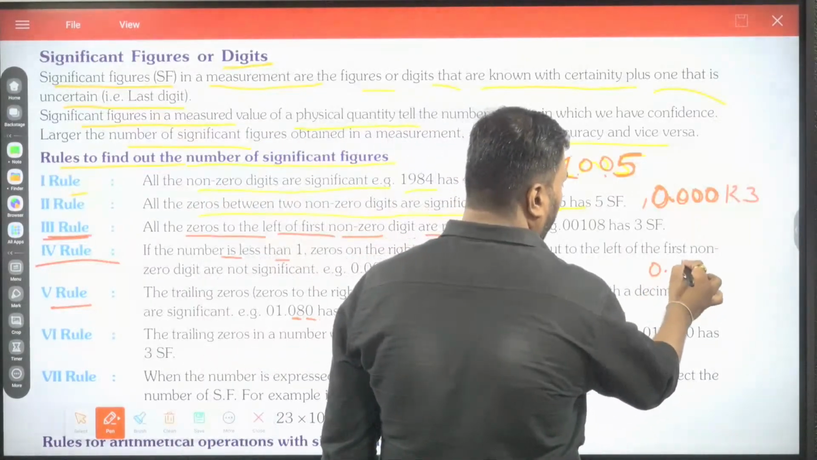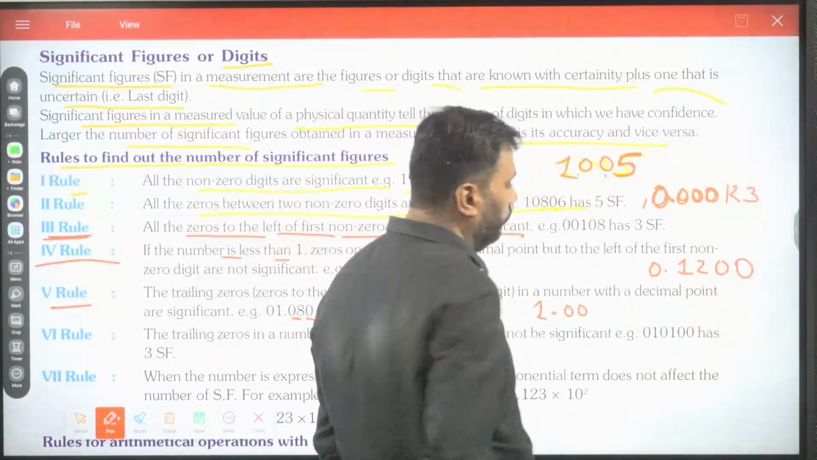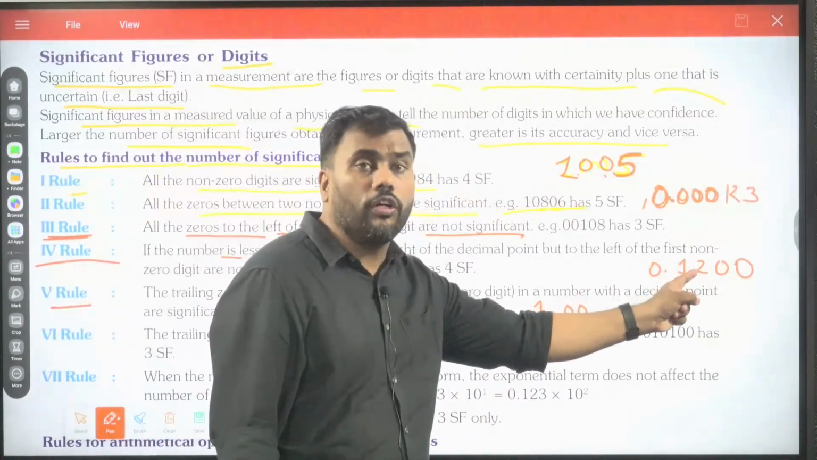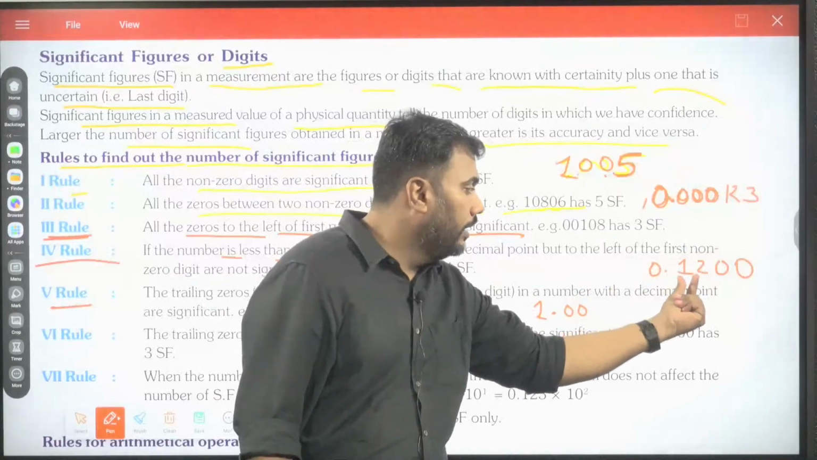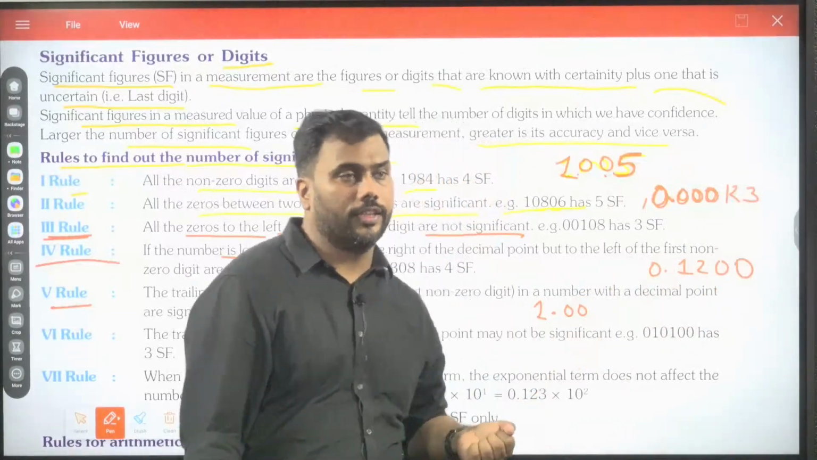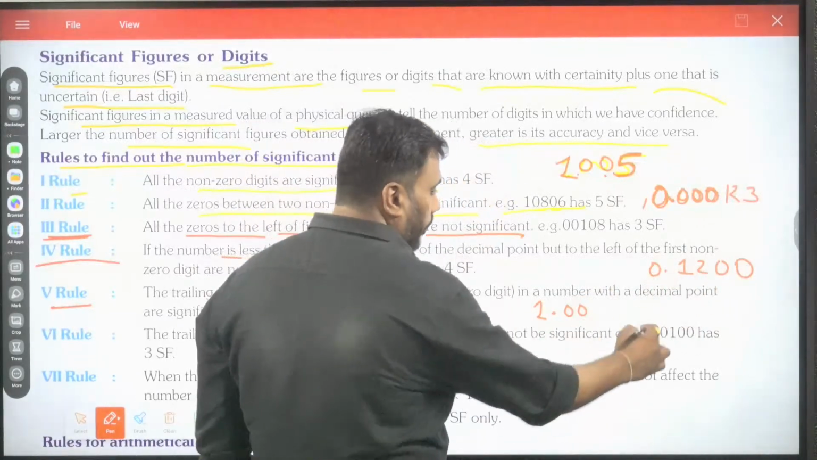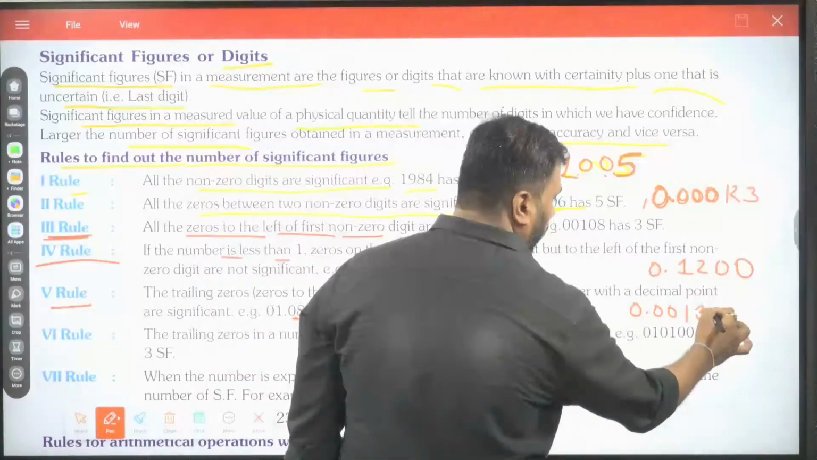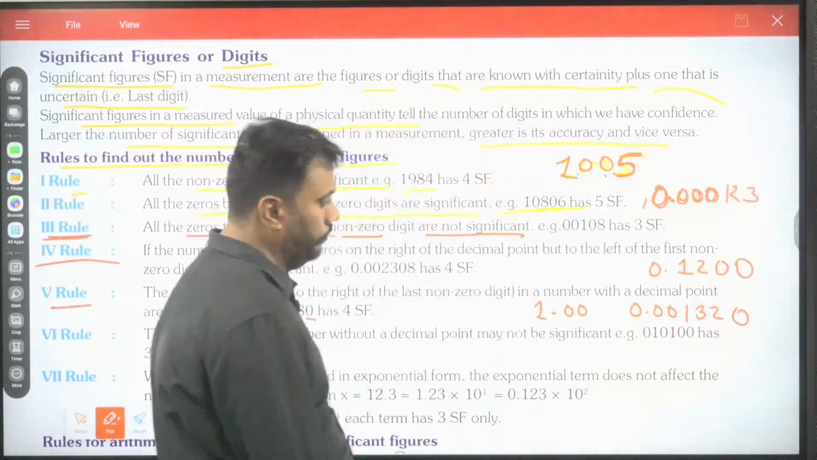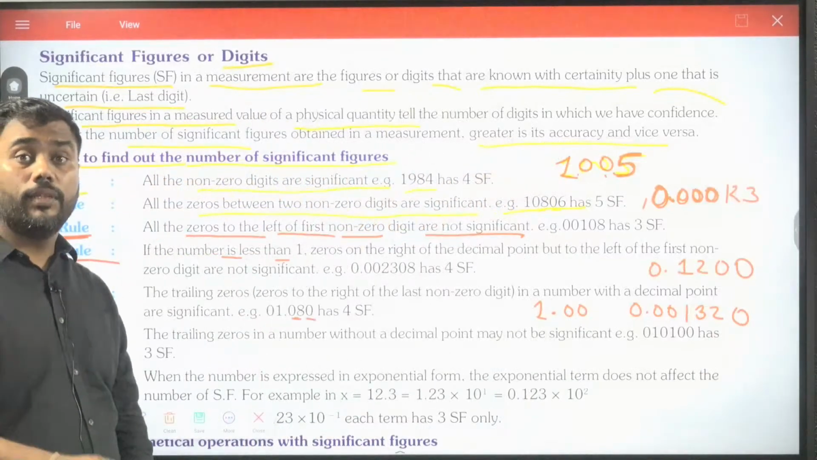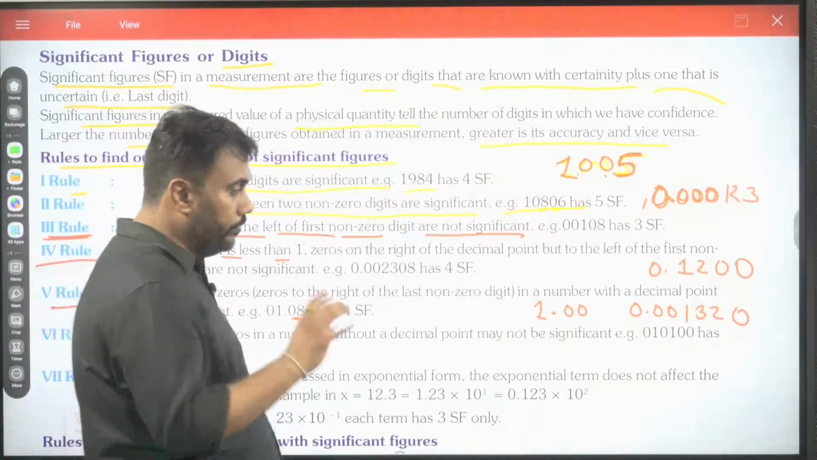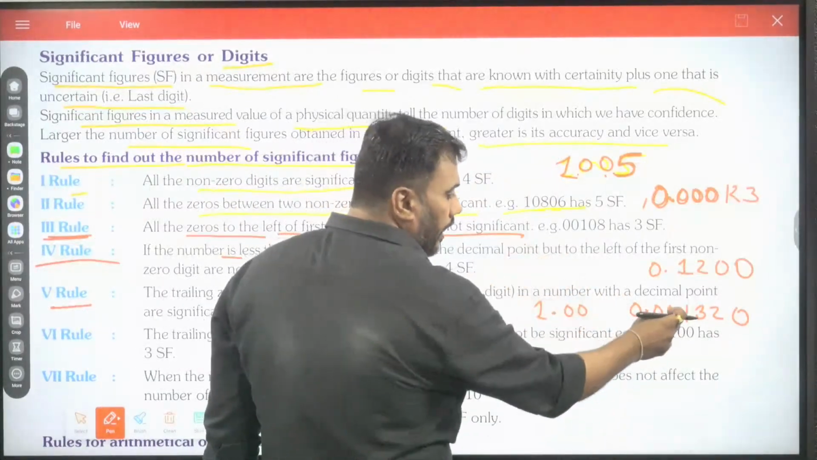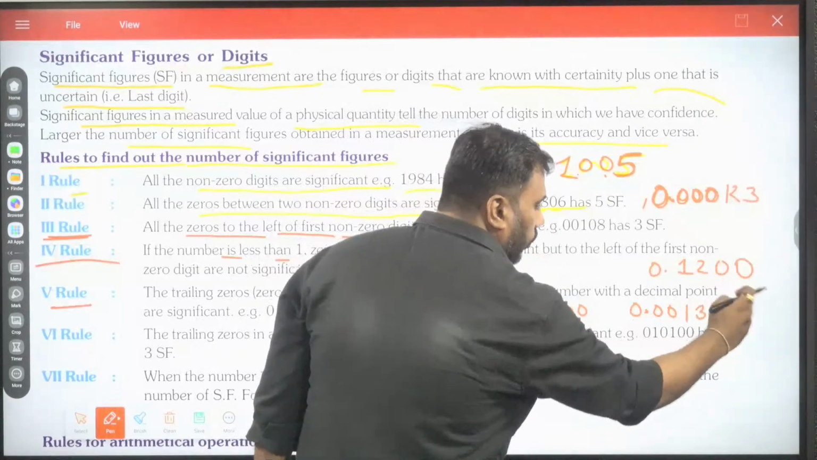If I write 0.1200, whatever zero is coming after the first non-zero digit is significant. This has 4 significant digits. If I write 0.00211320, again this number has 4 significant digits. Why? These starting zeros are not significant, but after the non-zero digits, all zeros are significant.